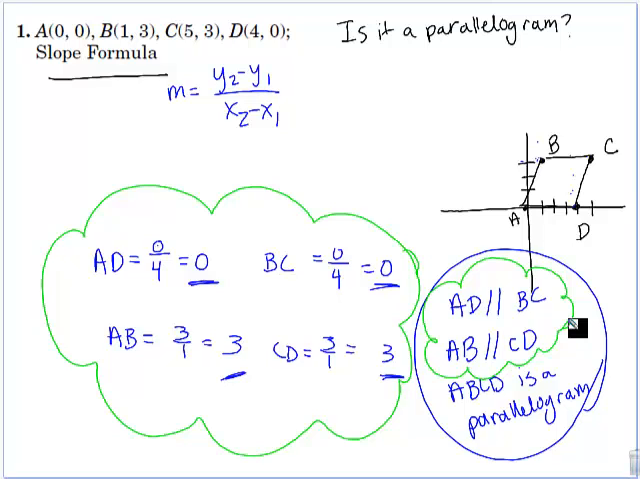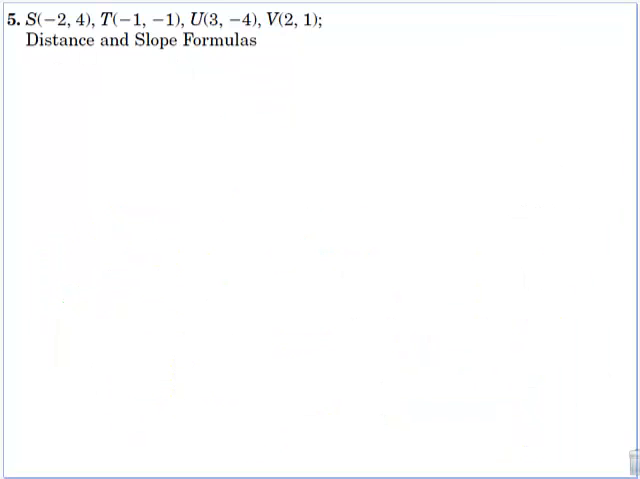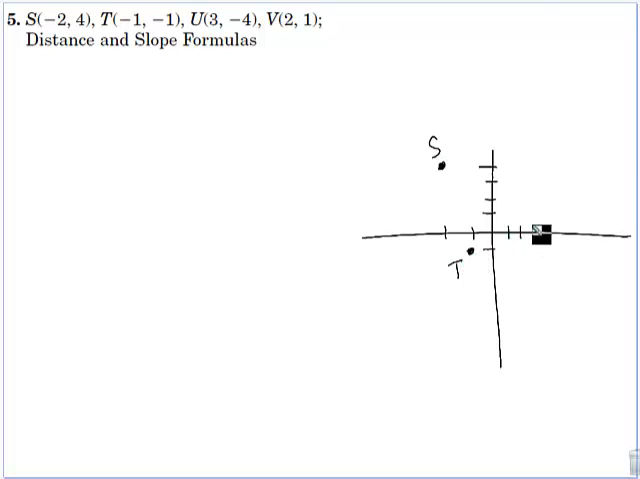All right, here's another example about this. Here we have S at negative 2, 4, T at negative 1, negative 1, U at 3, negative 4, and V at 2, 1. We want to use the distance and the slope formula. So I'm first going to graph these. There's S at negative 2, 4. T is at negative 1, negative 1. U is at 3, negative 4. And V is at 2, 1.